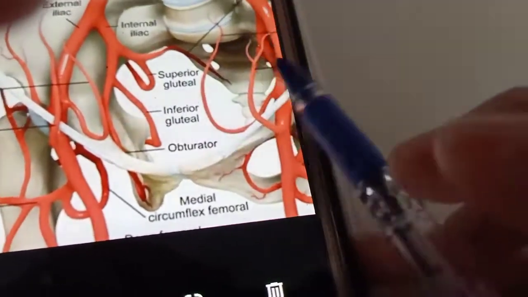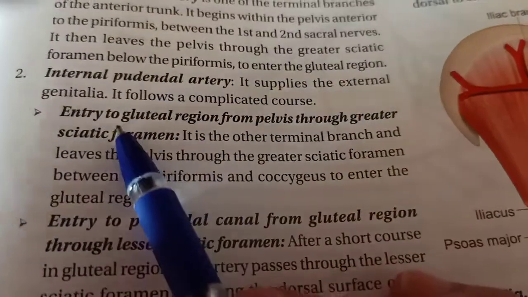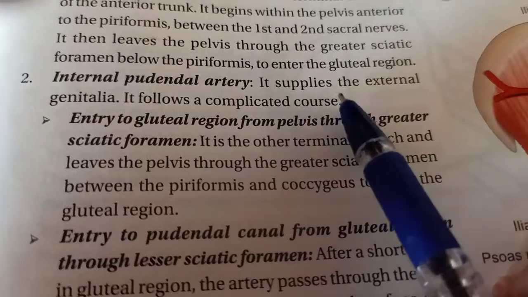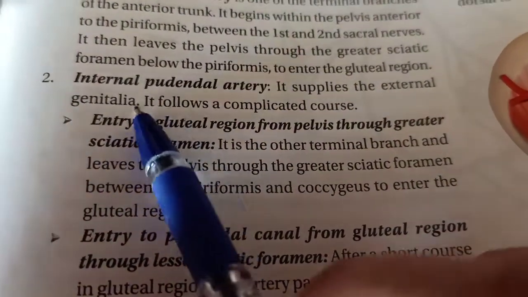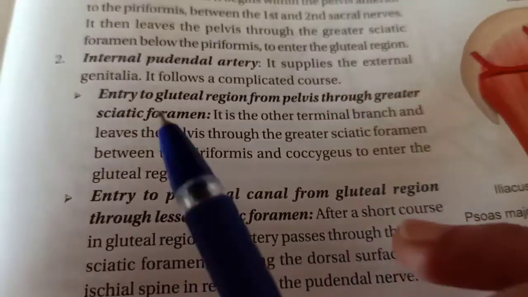Okay? The next artery is the internal pudendal artery. It supplies the external genitalia. This is the artery which is supplying the external genitalia.